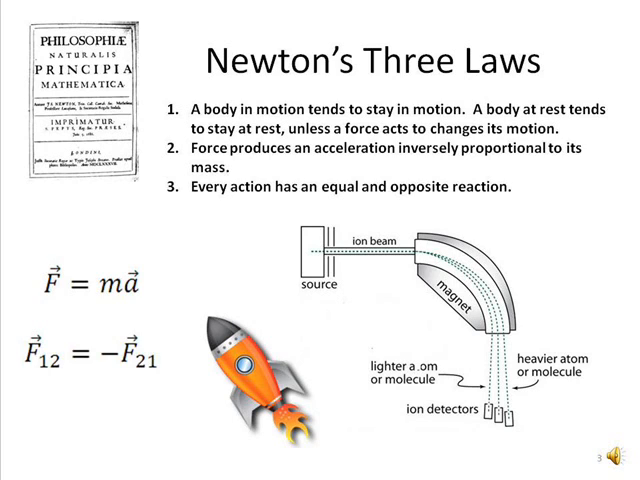Newton's three laws, which basically summarize everything that we need to know about mechanics in this course, can be summarized as follows. 1. A body in motion tends to stay in motion, and a body at rest tends to stay at rest, unless a force acts to change its motion. By this we mean a body in motion tends to stay in uniform motion, traveling at constant velocity through space.